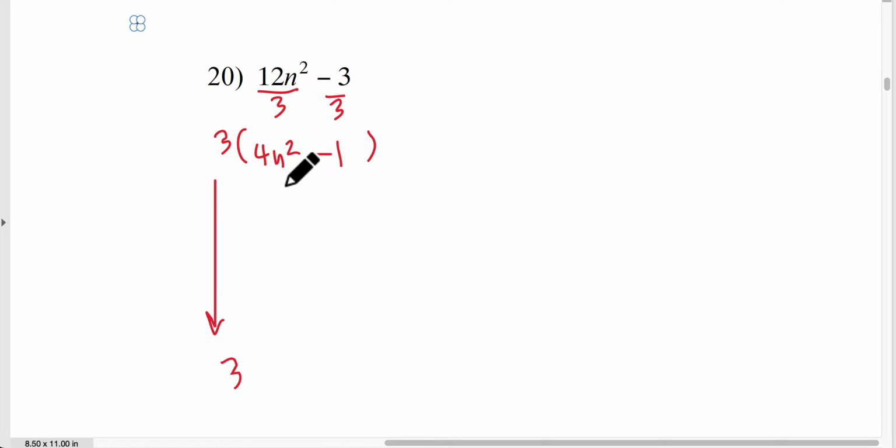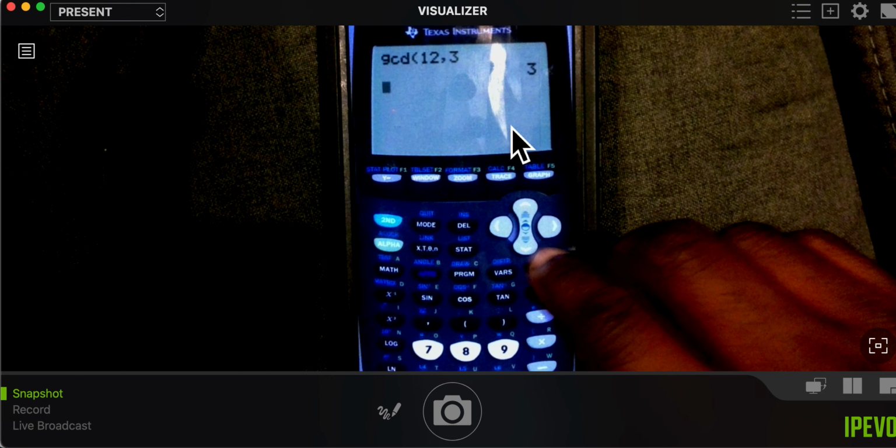Looking at 4n squared, 4 is a perfect square, good. And if I wasn't sure if it was a perfect square, what would I do? Okay, let's check it on the calculator. I would literally just go here. I'll press second function, then the x squared button has the blue square root, and then I put 4 in. If it gives me a whole number, then it's a perfect square. If it gives me a decimal, then it's not. Boom, whole number, I know it's a perfect square.